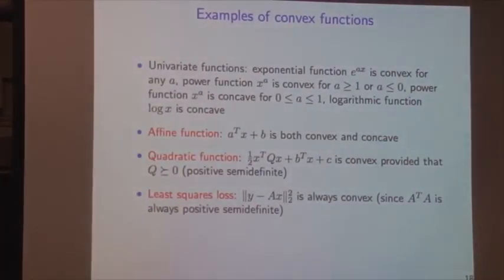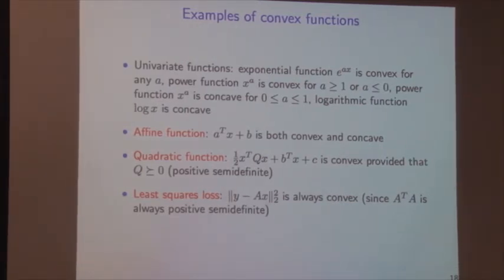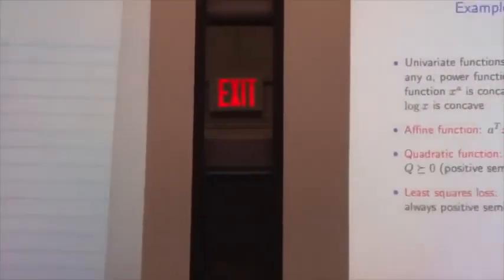That's convex if a is bigger than or equal to 1, or if a is less than or equal to 0, right? If a is less than or equal to 0, it looks something like this. Not if a is strictly between 0 and 1, because then it's concave. For example, the square root of x looks like this. And the logarithmic function is also concave. Great, so those are some easy univariate ones.